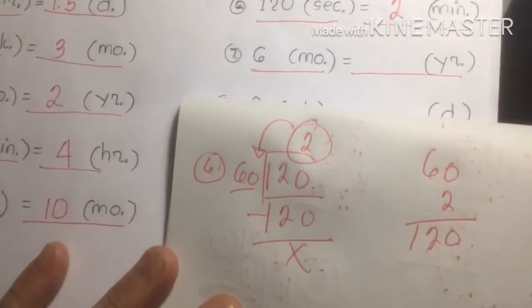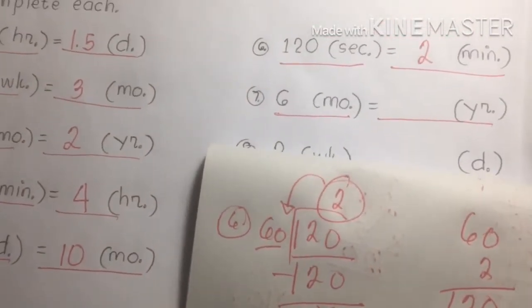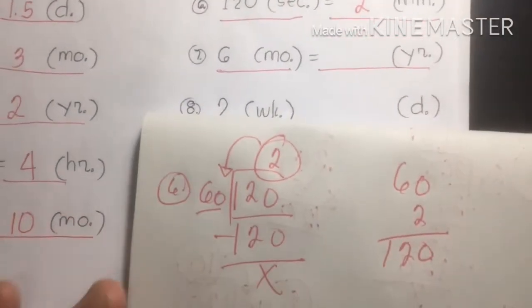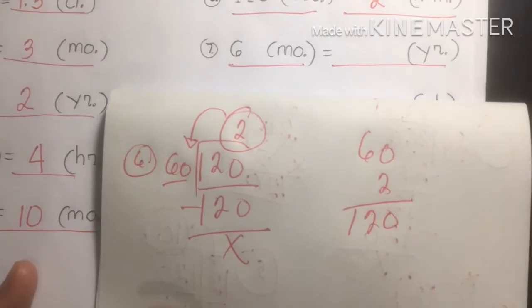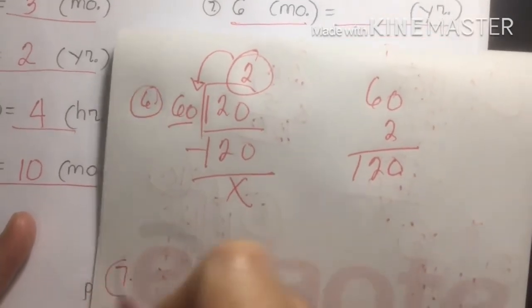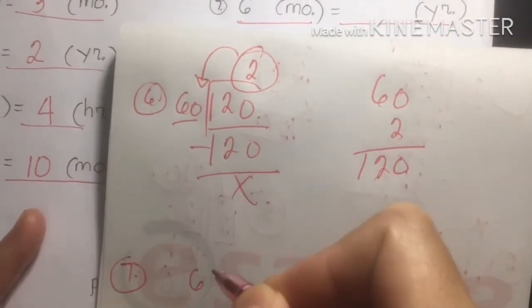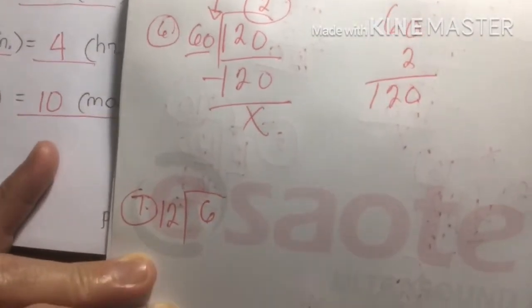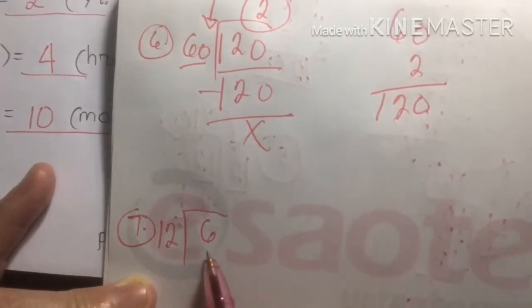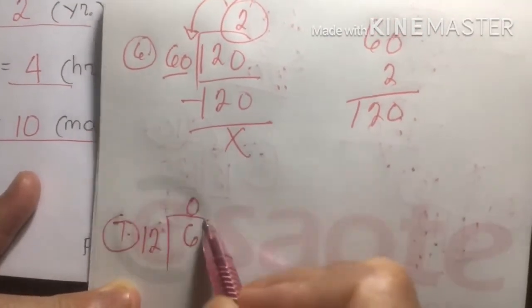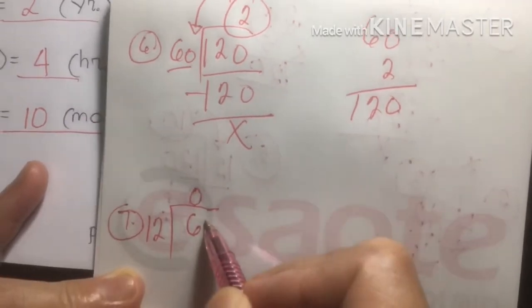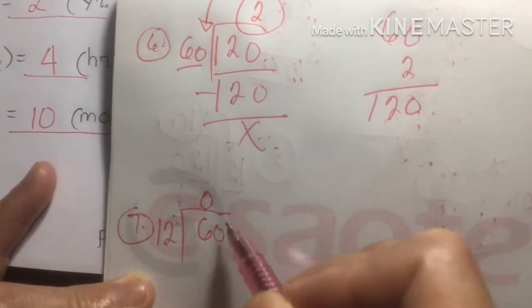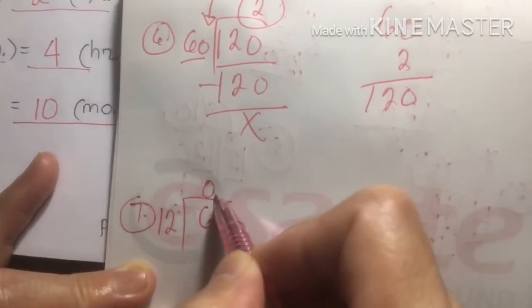Okay, so months and years conversion, guys. So remember, in 12 months, we have 1 year. So let's first jot down number 7. So we have 6 divided by 12. Since 6 cannot be divided by 12, we put 0 here. So we add 0 to make it a whole number. So we add a decimal point.